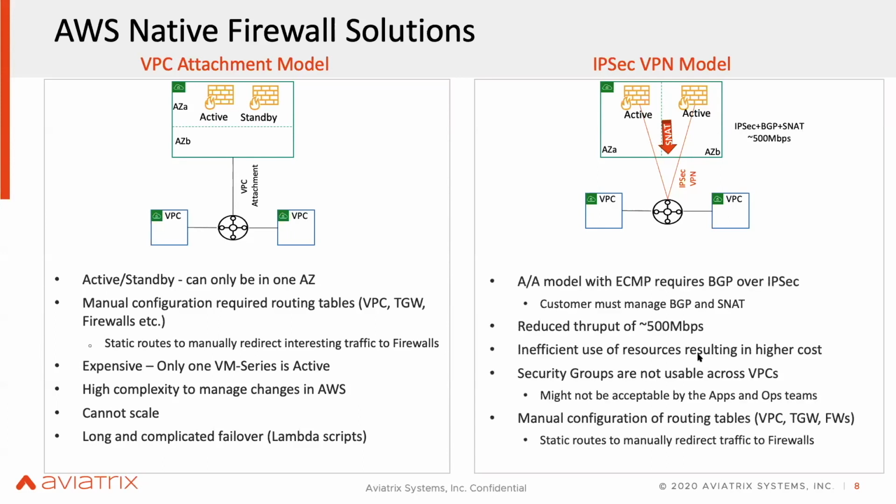So that's the thing. And then source NAT, that's another big challenge. Why? Because since these guys are running in ECMP mode, you want to make sure the firewall that the traffic hits is the firewall that is receiving the return traffic as well. So yeah, a lot of challenges there.